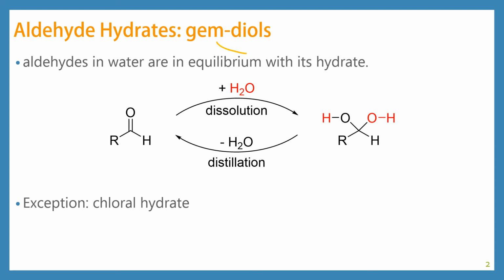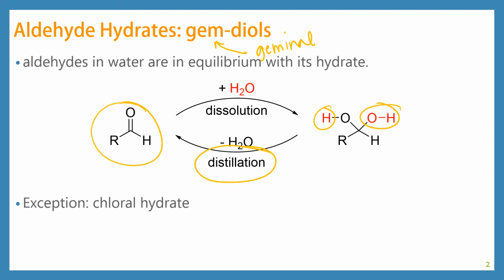Remember that gem is short for geminal, which means that they are on the same carbon. So this carbon, which is the carbonyl carbon, has 2 hydroxyl groups on it. Therefore, it's called a gem diol. And then if water is removed from the compound through distillation, you can isolate the aldehyde.